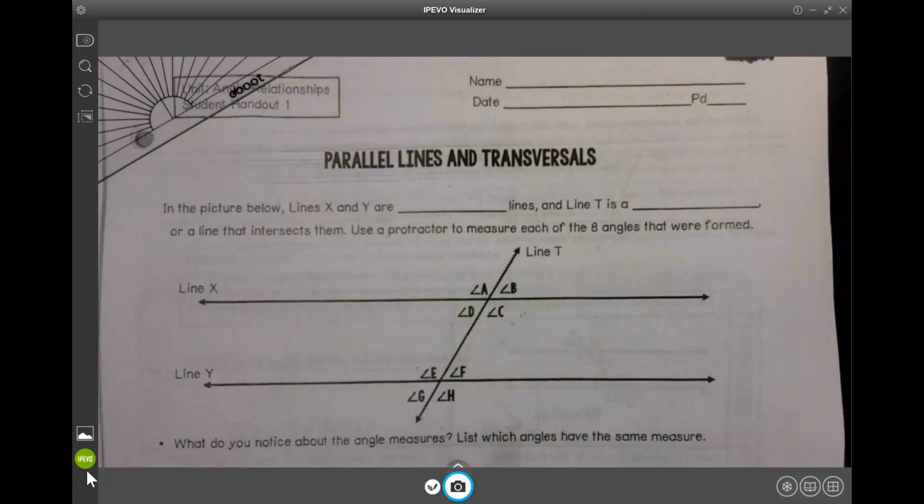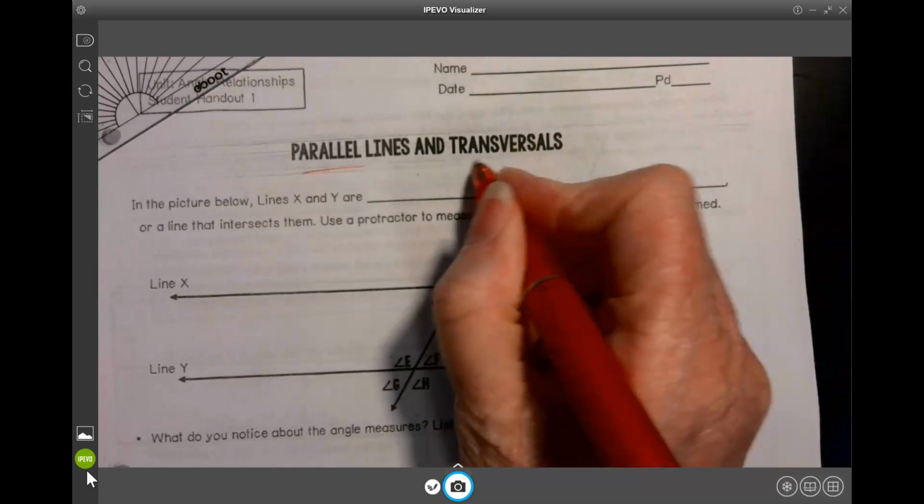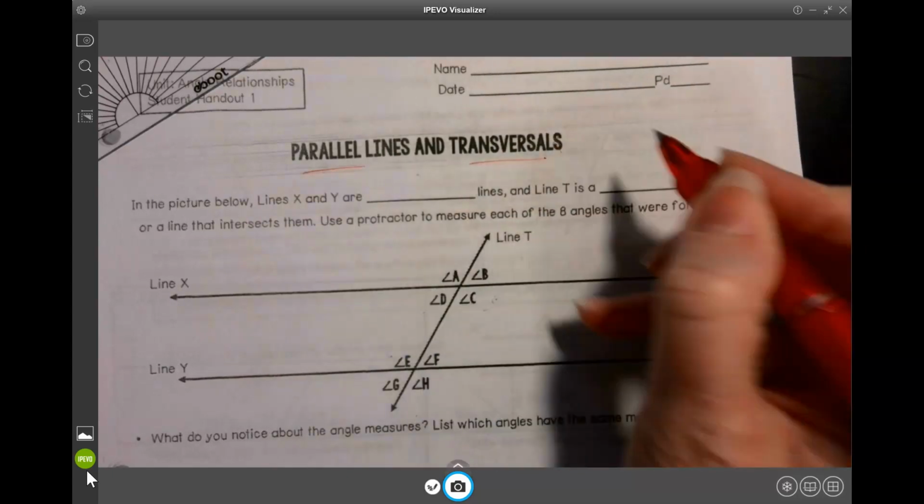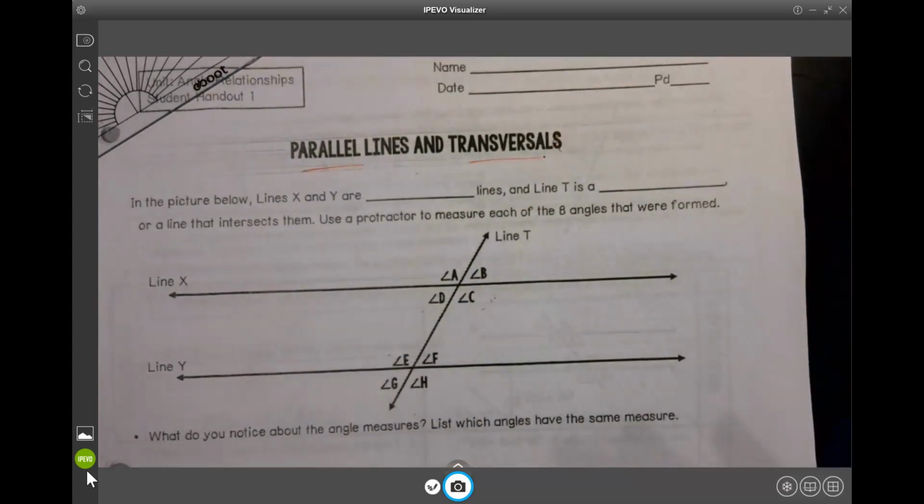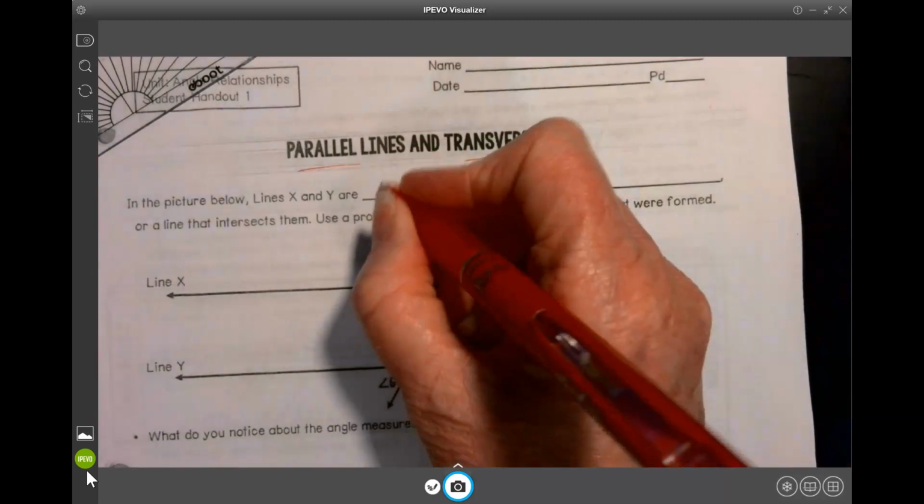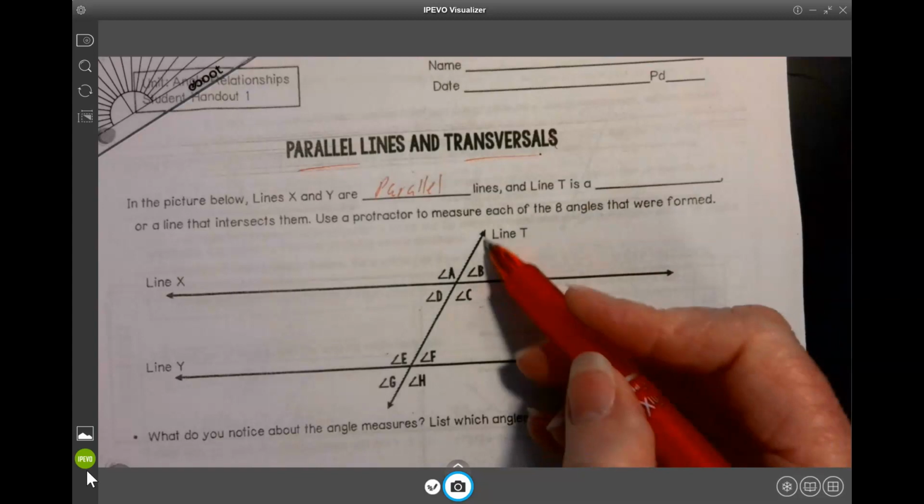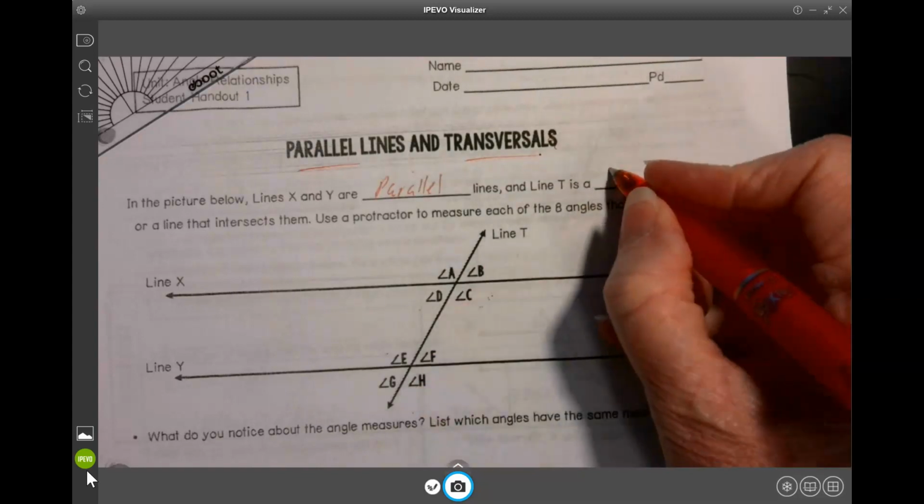So now we're going to continue on with angles, but those angles are going to be formed because of parallel lines and a transversal. It's going to be one transversal. We're not going to do too much with two transversals. Anyway, in the picture below, lines X and Y are parallel, and line T is a transversal.